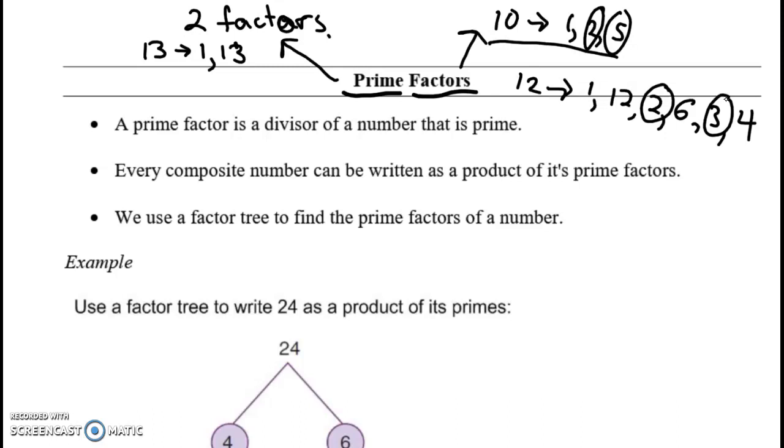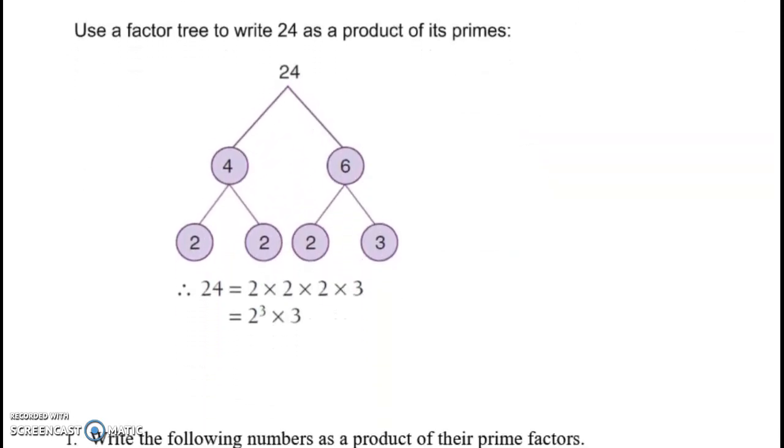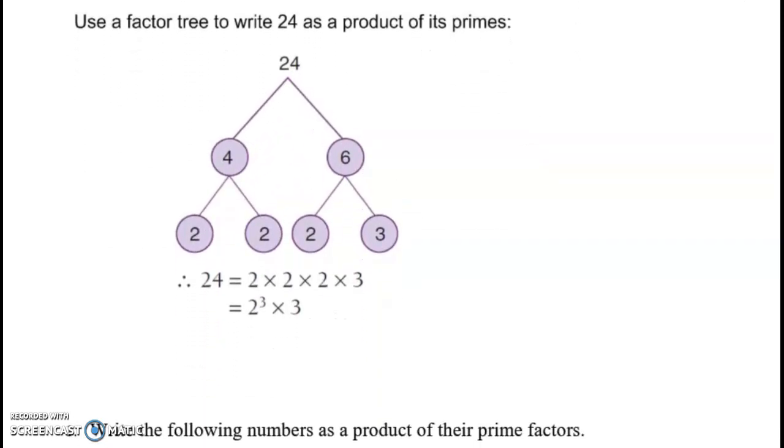So let's have a look at this, and we're going to use what's called a factor tree to find the product of prime factors. Okay, so here's an example for you. It says use a factor tree to write 24 as a product of its primes. So 24, the number 24, we can think about just breaking it up into any two numbers. You didn't have to go with 4 and 6.